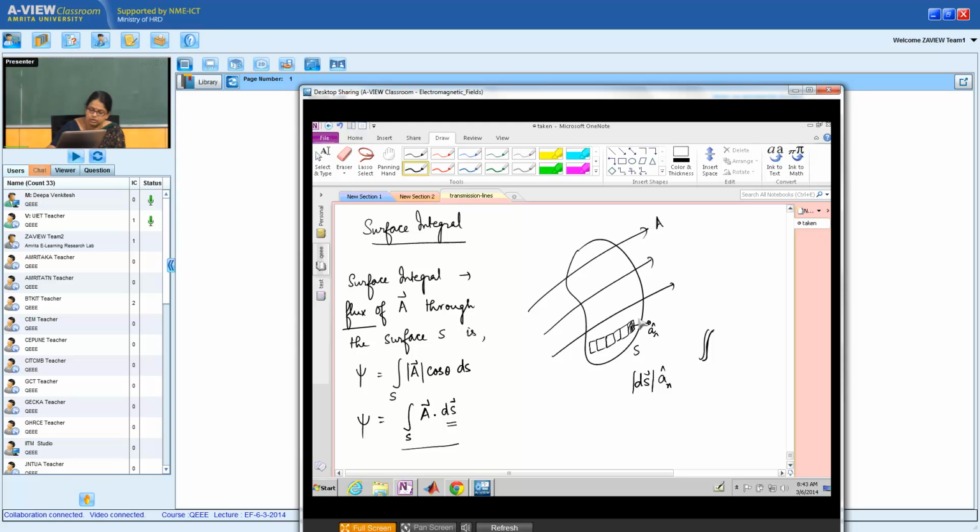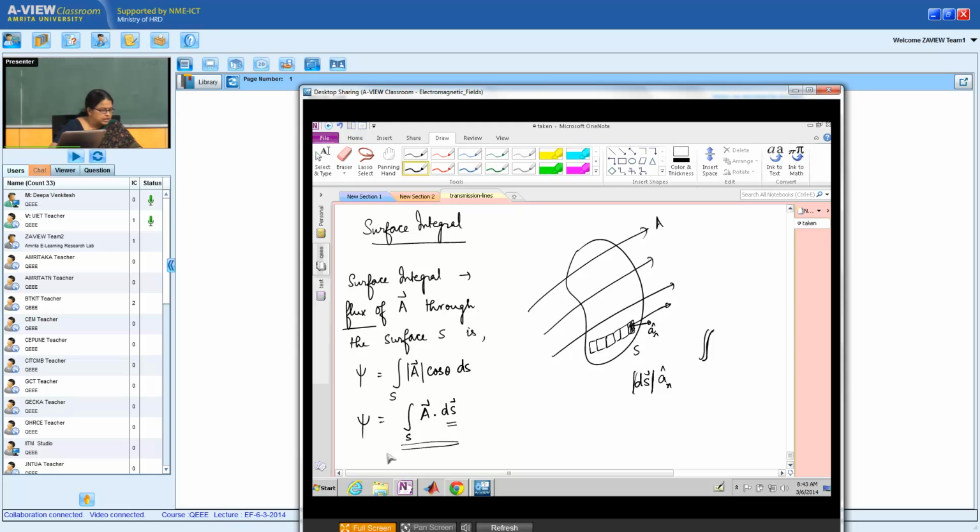So you take the dot product of the vector at this point, with its magnitude and direction, with the ds, which has a magnitude of the small area and whose direction is the direction of the outward normal. Keep doing that for the whole surface, and that will give you the surface integral.